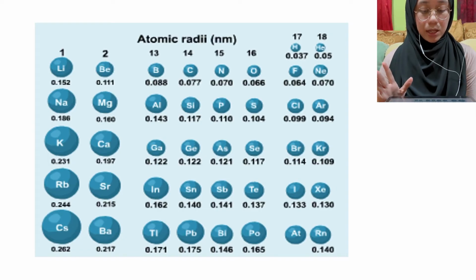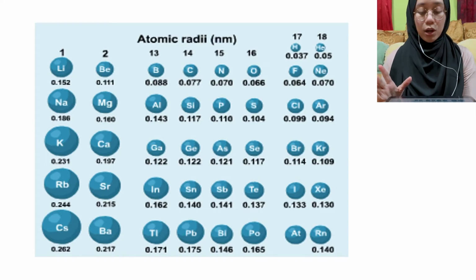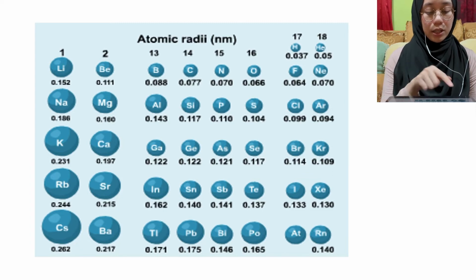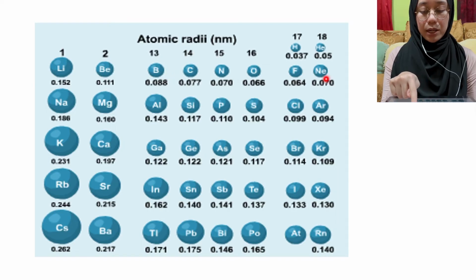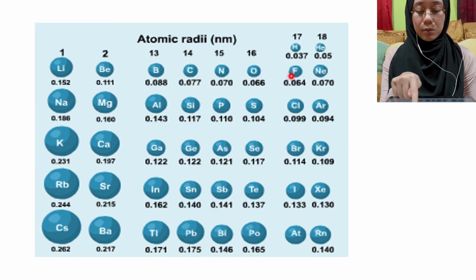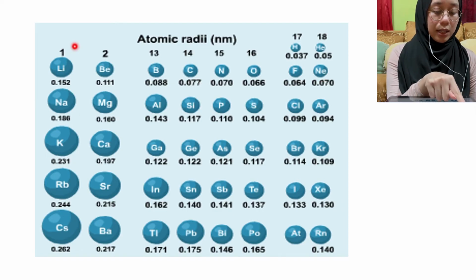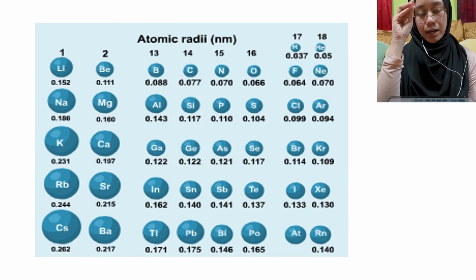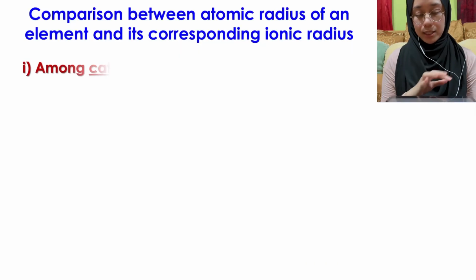Okay, so basically this is the value of atomic radii for our elements. Okay, so kalau kita tengok lithium, beryllium, boron, semua ni sampailah neon, they are in the same period. So you can see that the size becomes smaller. Meanwhile, yang lithium, sodium, potassium ni, they are in the same group. So going down the group, the size becomes bigger. Okay, so semua kamu kena ada point dia masing-masing untuk kamu discuss nanti.